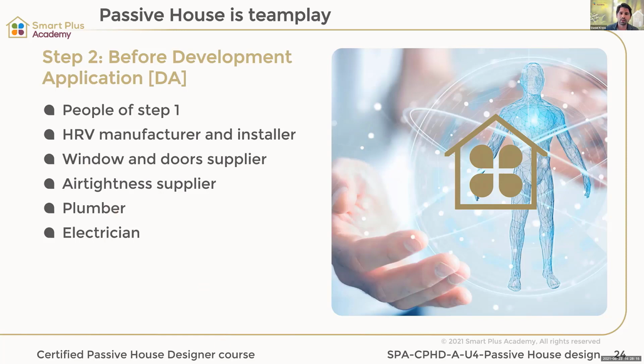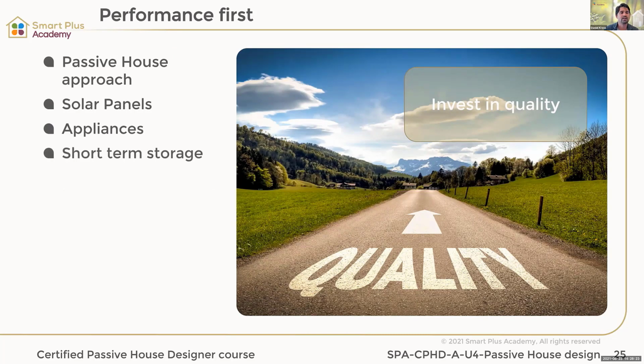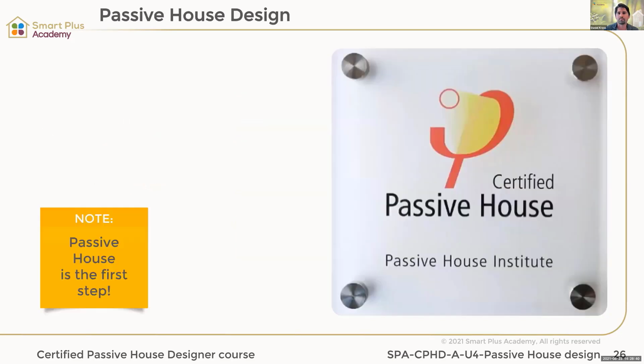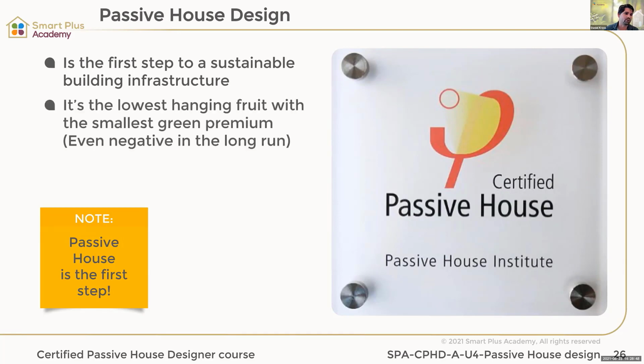And then keep in mind, performance comes first, invest into quality. So first the passive house approach, then solar panels, then appliances, then short-term storage, and then low embodied energy. So that's the order of importance: the passive house approach, the solar panels, the appliances, the short-term storage, and then the embodied energy. So that's how we want to look at it. The passive house design is the first step to sustainable building infrastructure. It's the lowest hanging fruit, with a small premium, even negative in the long run, because we're having a return of investment.